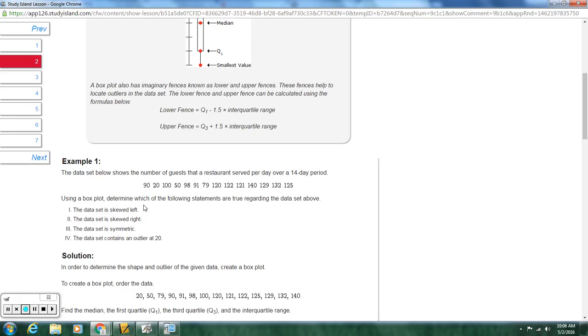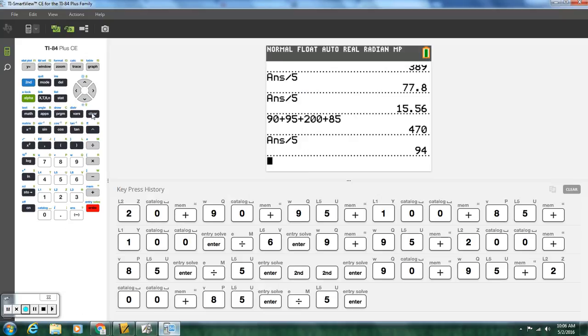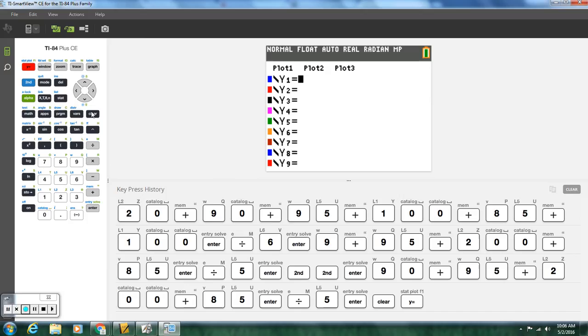As it says, using a box plot, determine whether the following statements are true regarding the data set above. Now, we're going to put all these numbers in here. You're going to have to help me. First, let's go to the calculator. Let's make sure everything is cleared out, including your Y1.